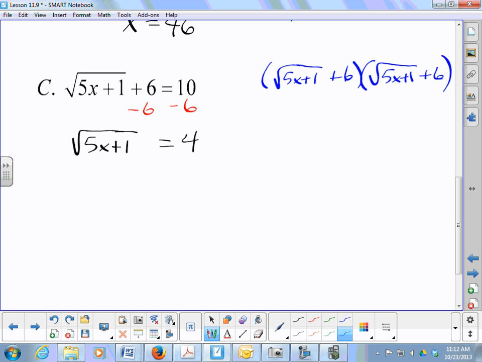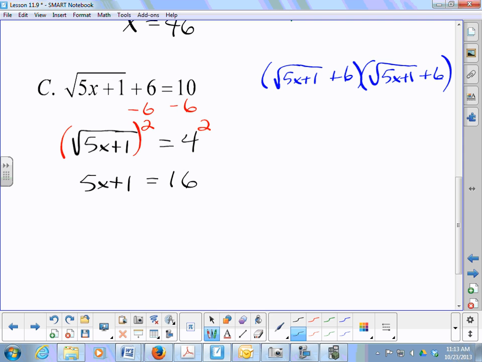How many of you want to do that multiplication? Okay, you don't, so don't do that. Now, I've isolated the radical. Now I'll square both sides. So we get 5x plus 1 equals 16.